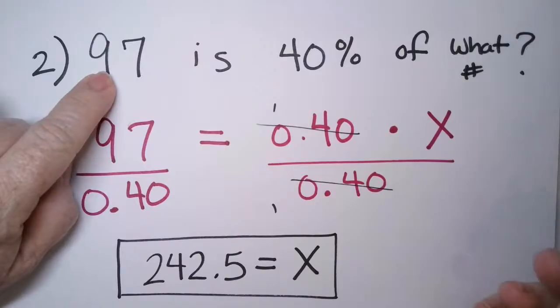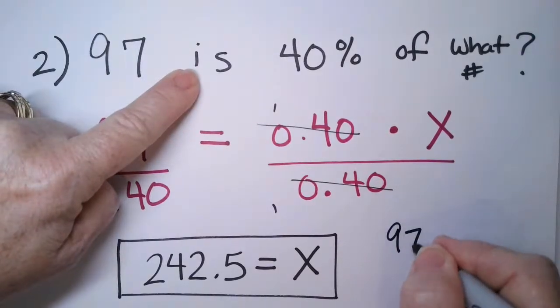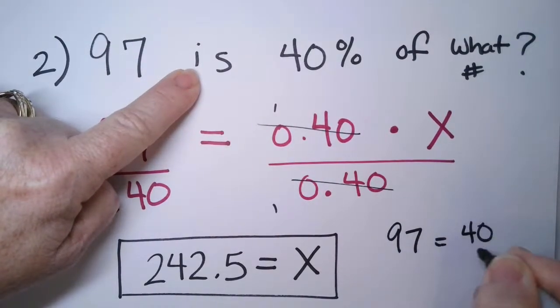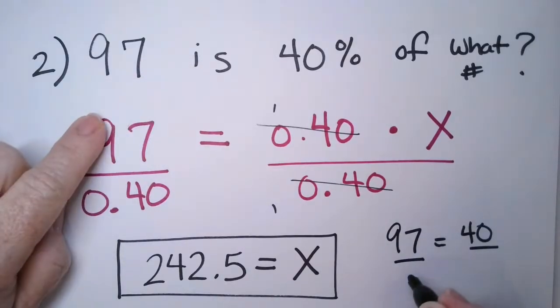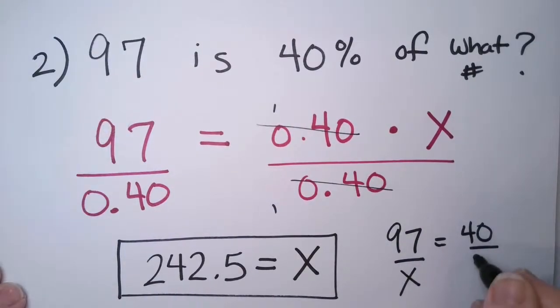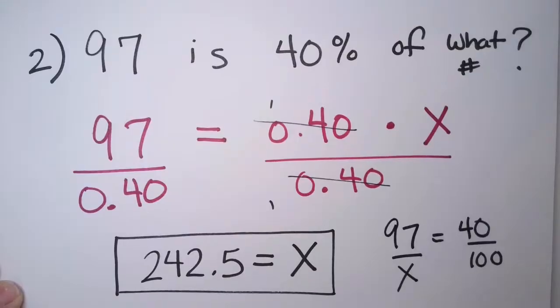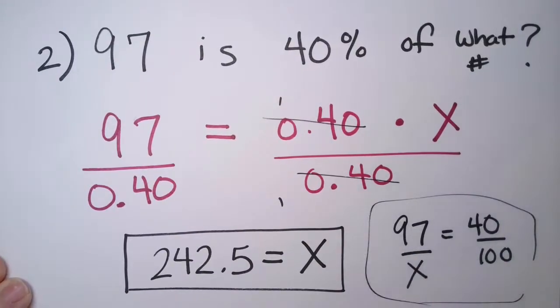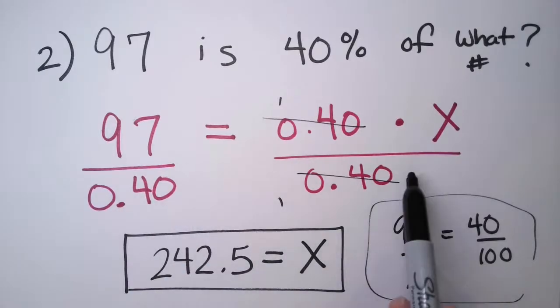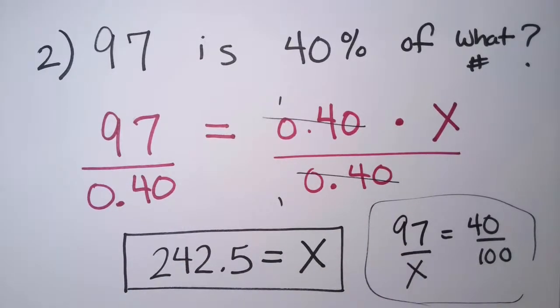You could have done it another way. 97 is 40%, and then we want to know 97 out of what is the same as 40 out of 100. Somebody was asking about the percent proportion. That's how you would set that up. Then you would cross multiply, and you'd actually get this same statement. Either way, however you want to do it is fantastic.